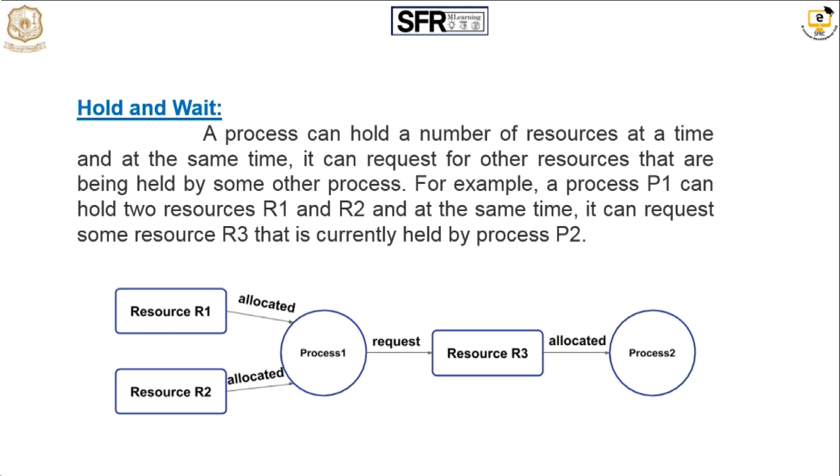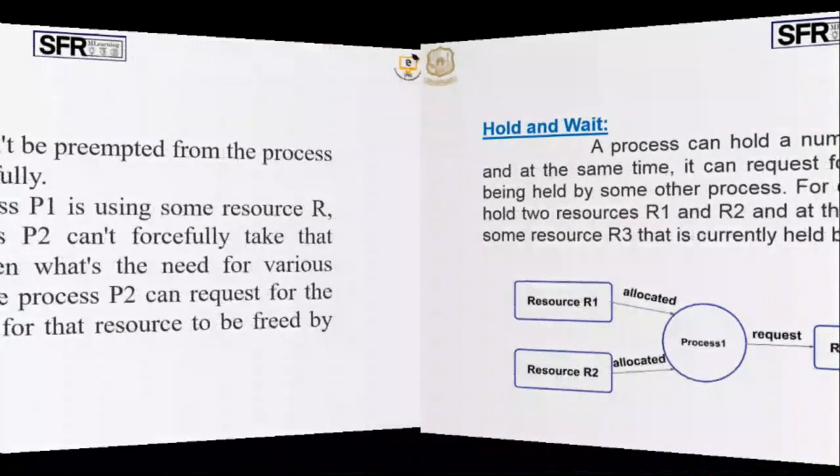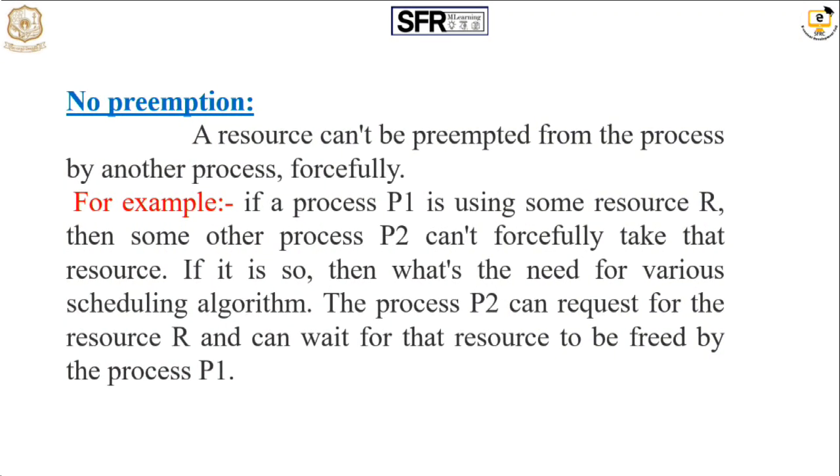So here there are two processes, P1 and P2, and the resources are R1, R2 and R3. First the resources R1 and R2 are allocated to process P1. Process P2 then requests the resource R3. So here the processes hold and wait for other processes. The next condition is no preemption.